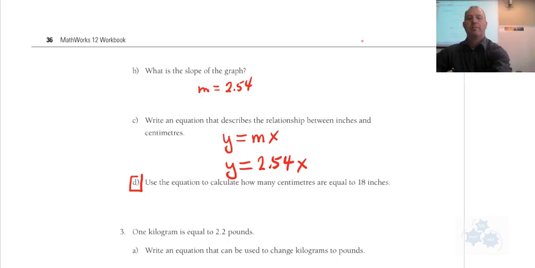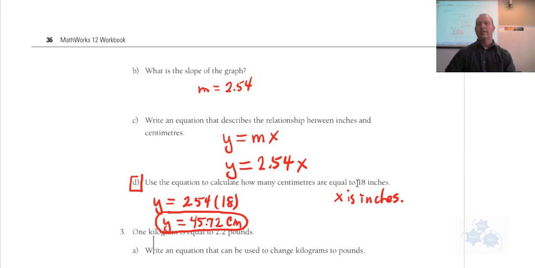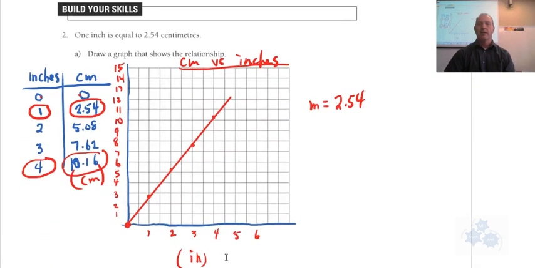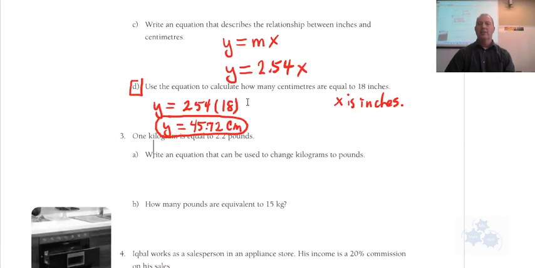Go ahead. All right, as you finish this question, X is inches. Remember, X is inches. Go back to your graph even. The X down here is inches. So if you're given 18 inches, put 18 in where the X is in the equation, and then solve for Y. So 2.54 times 18.